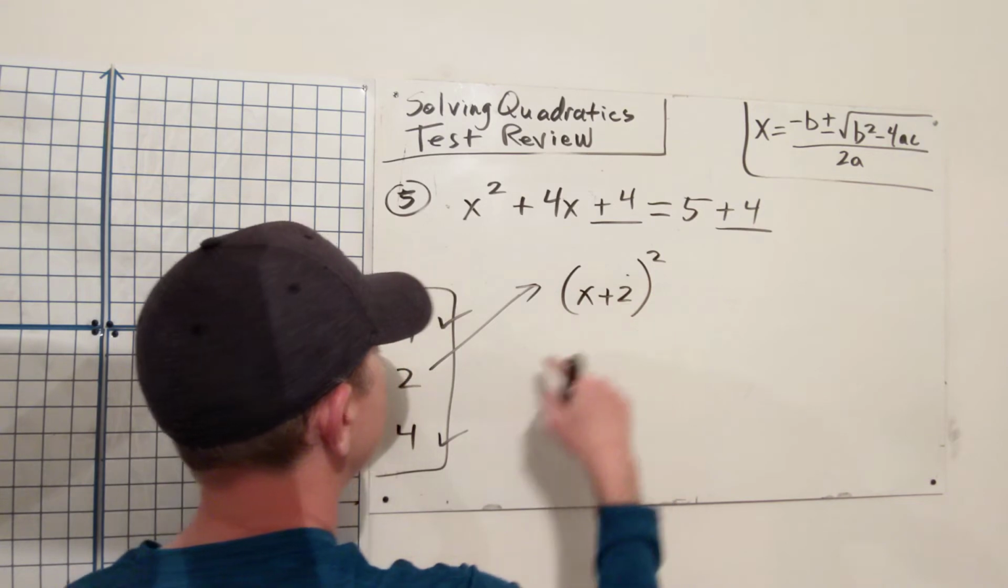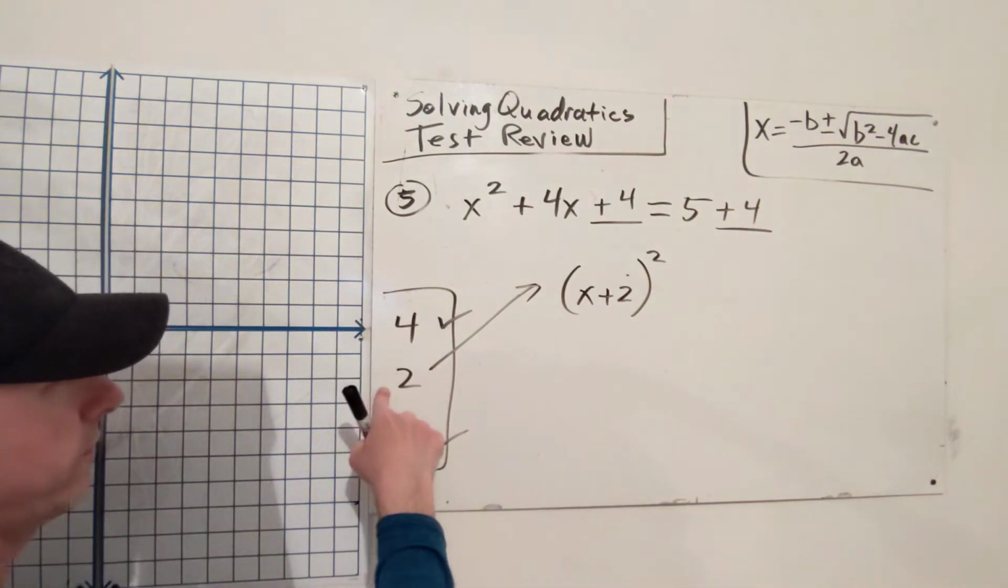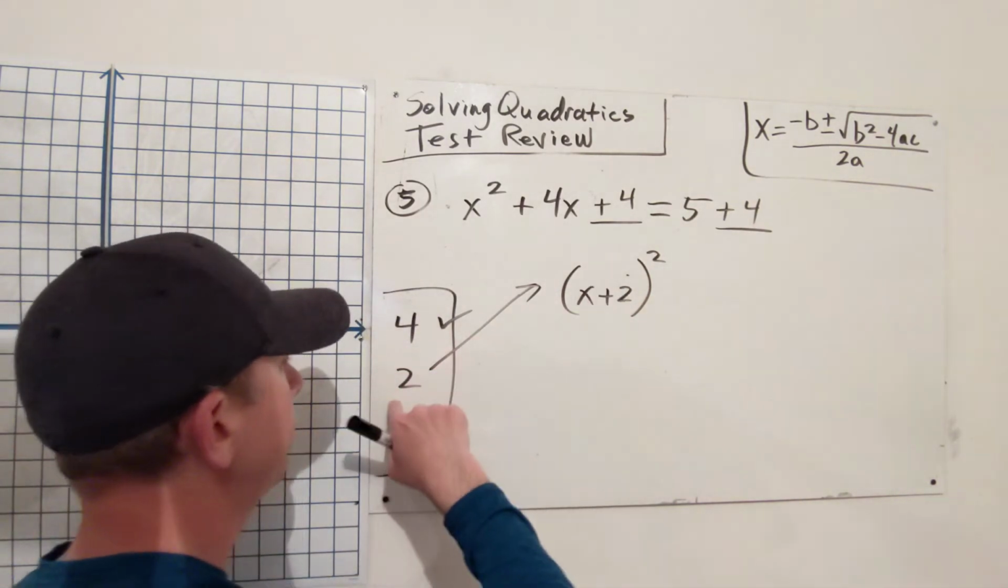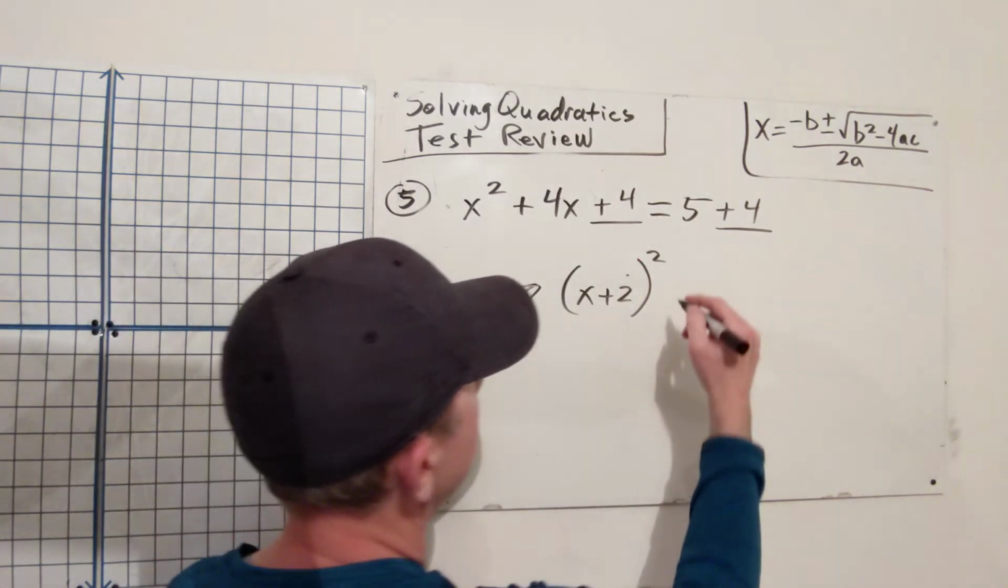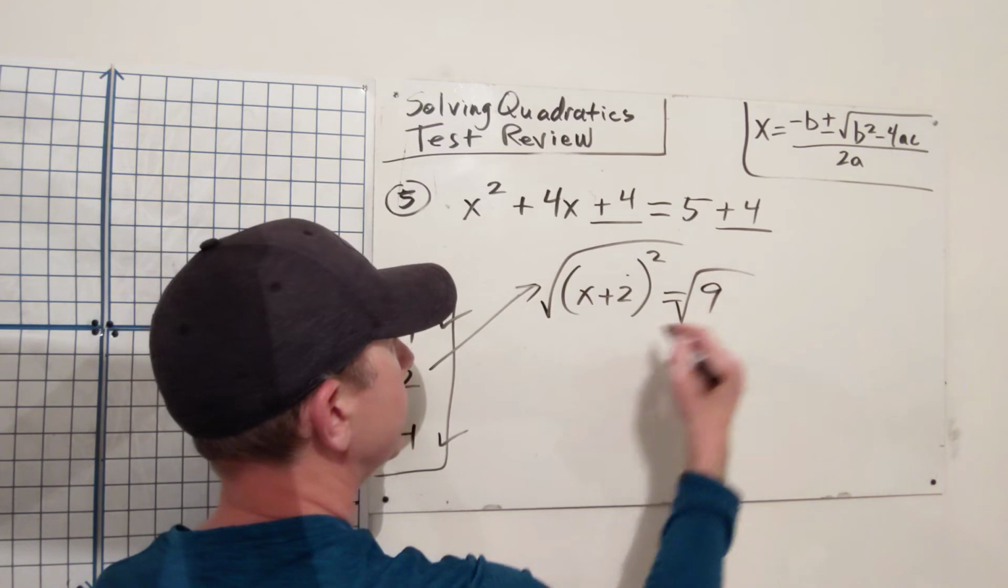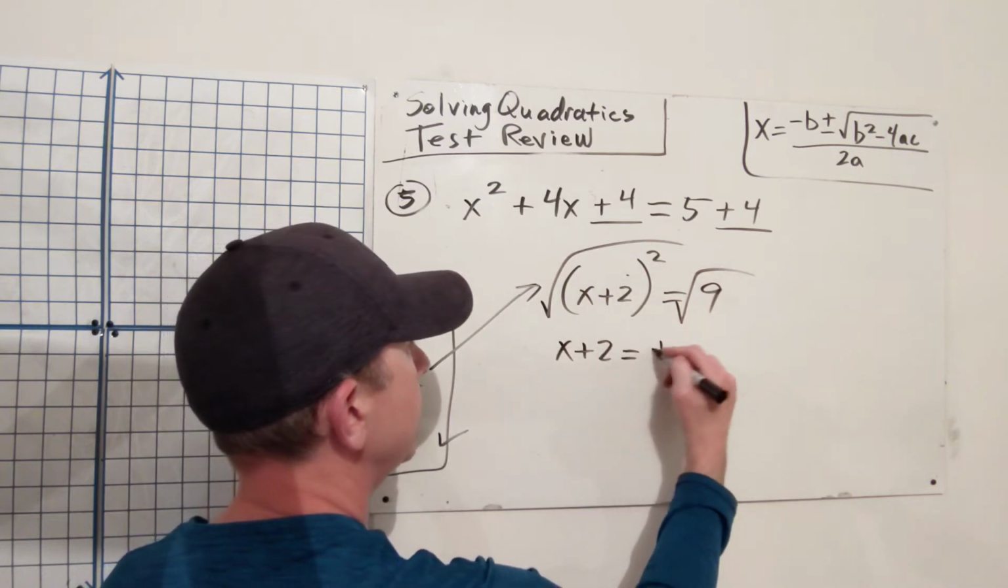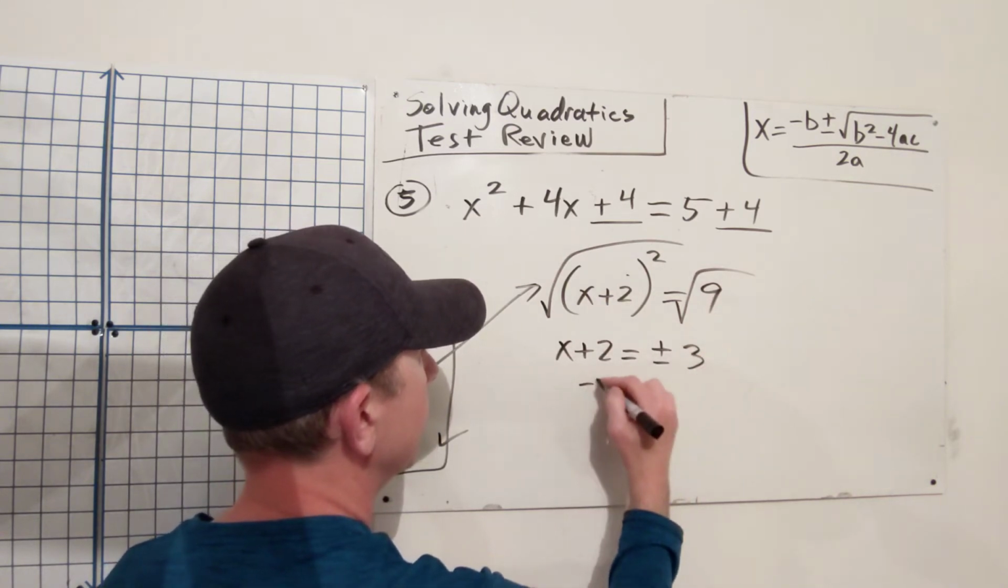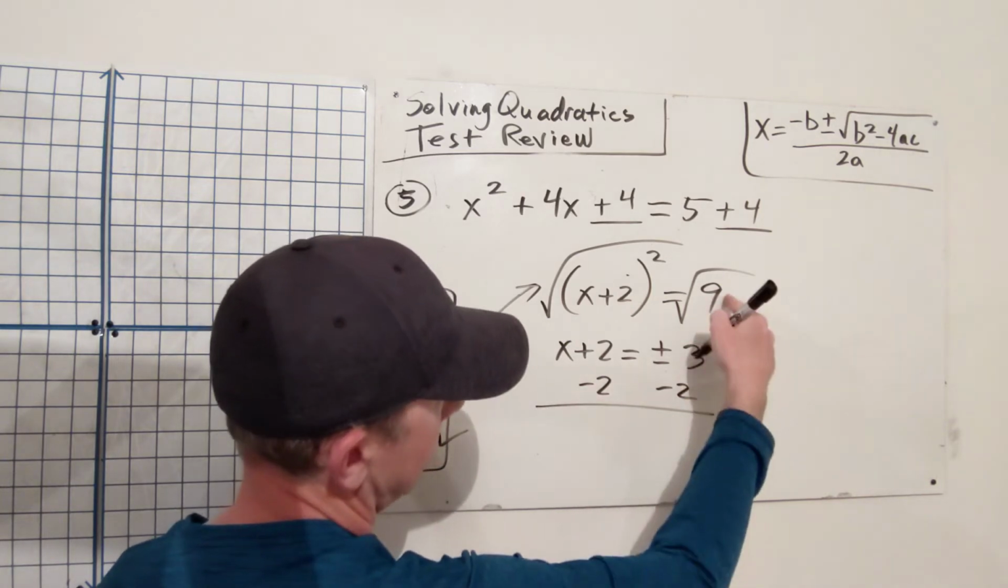So x plus 2 squared. If this were -2 or this were -4, make sure you put a -2 there if that were the case. But this is all positives. So we get equals 9. To undo something squared, we take the square root of both sides. X plus 2 equals plus and minus 3. We're going to subtract 2 because, well, 9 was a perfect square.